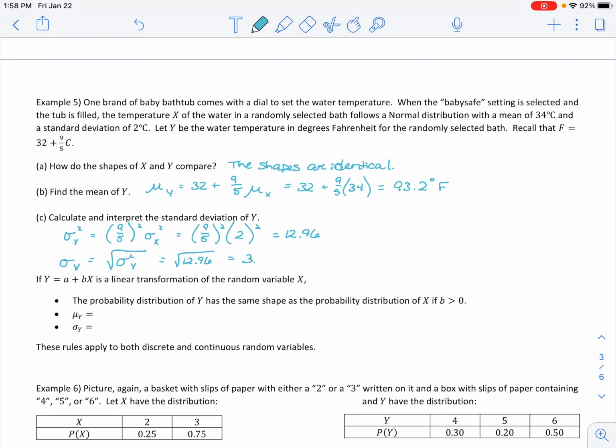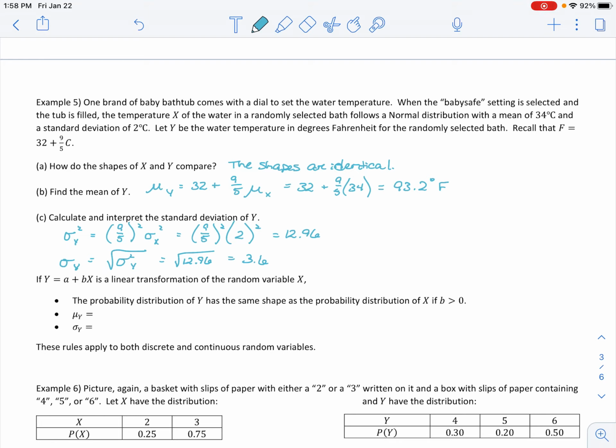One of the key things to remember here, not only does the 32 not get added on, but you cannot just multiply by your 9/5. You have to take the square root of your variance times the squared constant being multiplied. So what this means is if we randomly select many days when the dial is set to baby safe, so if this process is repeated multiple times, the temperature of the bath typically varies about 3.6 degrees Fahrenheit from the average of 93.2 degrees Fahrenheit. I'll have that written out when I upload my notes in a second. There's no need for you to watch me write that down.